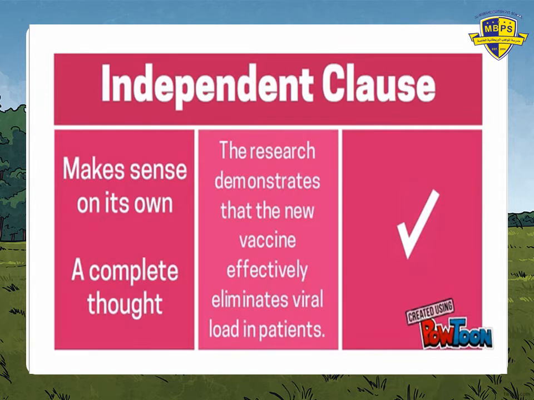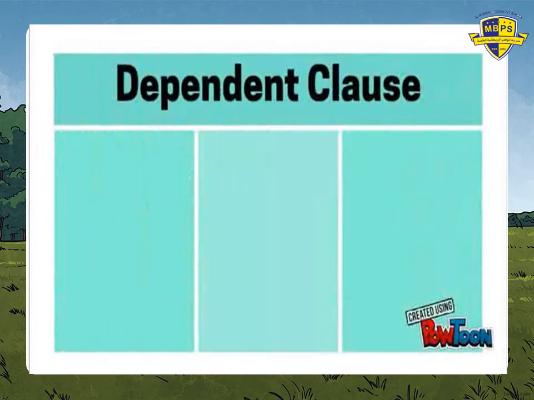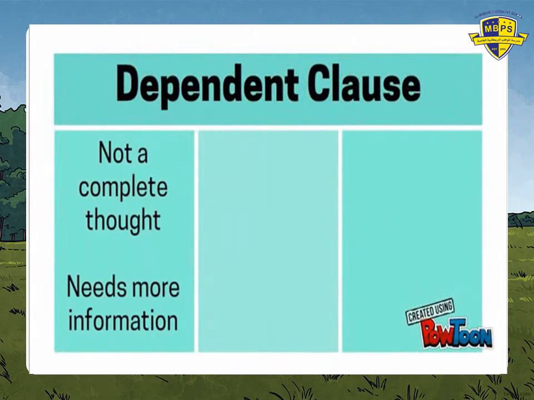A dependent clause is not a complete thought and needs more information to be complete. In other words, a dependent clause cannot stand alone as a complete sentence.